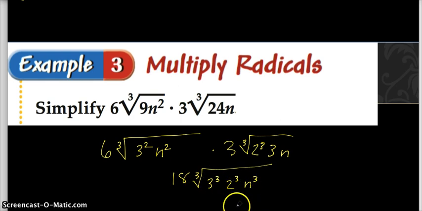I can indeed take the third root of each of these. So I'm left with 18, whole number, third root of 3 times 3, third root of 2 to the third times 2, and then third root of n to the third times n.